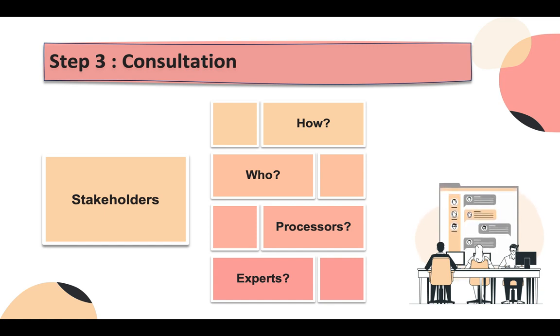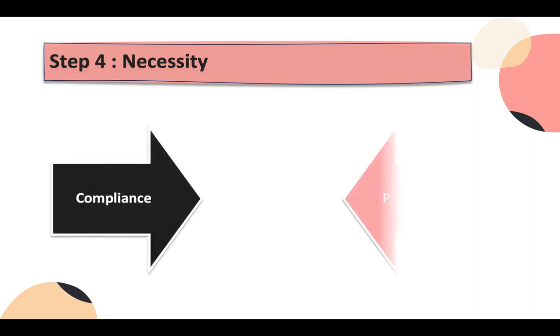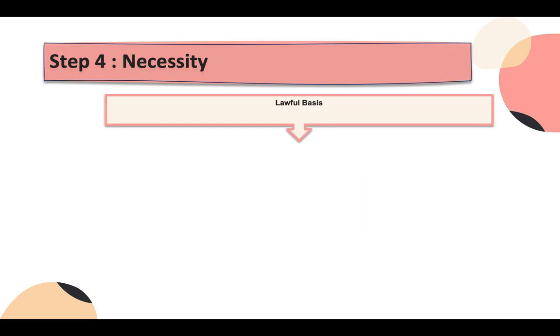Then in Step 4, we will deal with the assessment of necessity and proportionality. This step requires you to particularly describe compliance and proportionality measures. We should address a couple of questions when describing this step. First is an accurate description of your lawful basis for processing. For this, you can also check out our mini-series on lawful basis linked below to learn all about it.